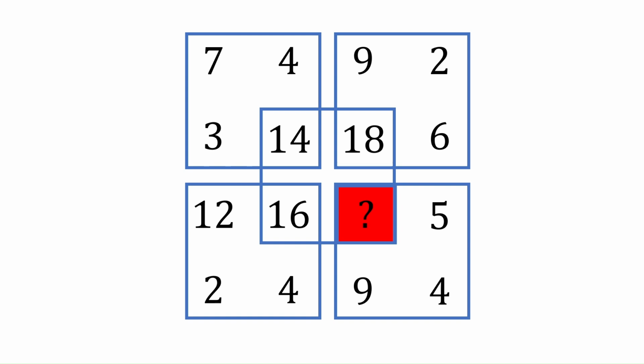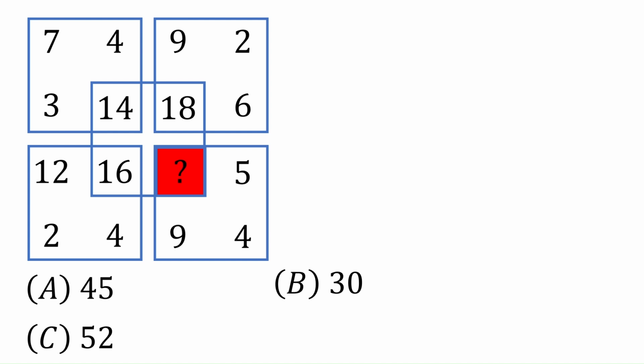If you'd like to know the 4 multiple choice options, keep watching for another 10 seconds. Option A is 45, option B is 30, option C is 52, and option D is 18. If you haven't already, pause me here and get cracking with a solution. An animated solution will be coming up in 3, 2, 1.